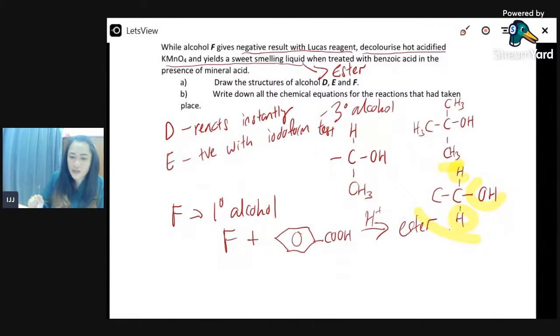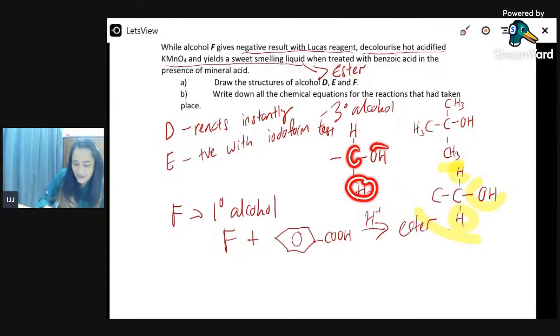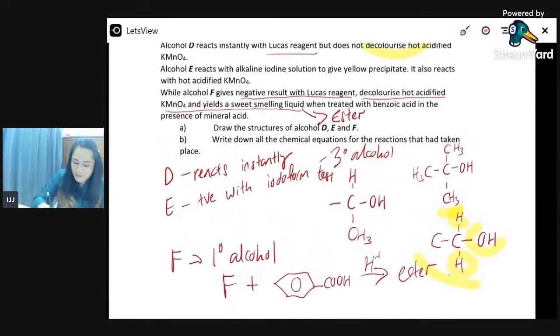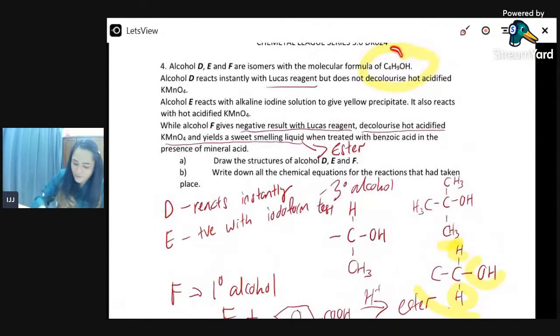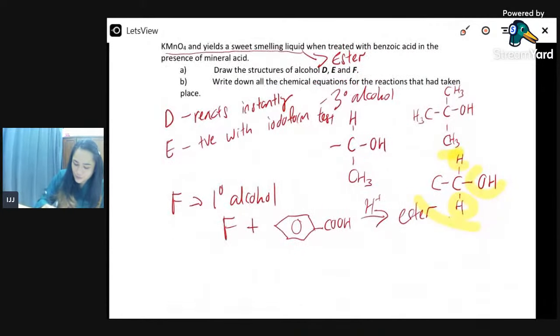E is positive with the iodoform test, you know your carbon has CH3, has OH, has H. So complete it because the structure must have 4 carbons, right? So you have done 1, 2 carbons already. So we complete it with CH2 and CH3, and get the structure of E.